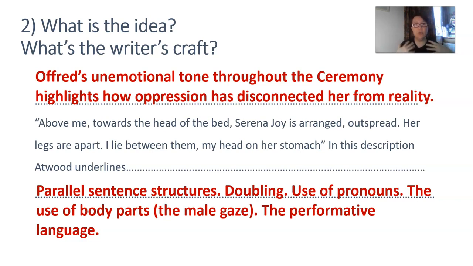Remember that Gilead is all about creating these tableaus that are structural performances of inner doctrine, and that is exactly what this moment is. And so we could go on to write some really nice analysis of how Offred is unemotional, how she's disconnected from reality by using these techniques.